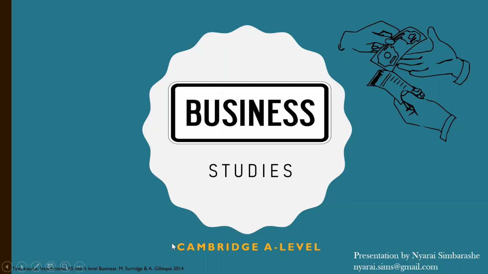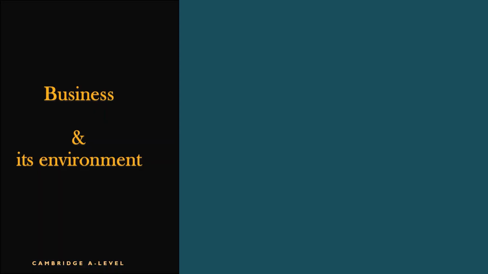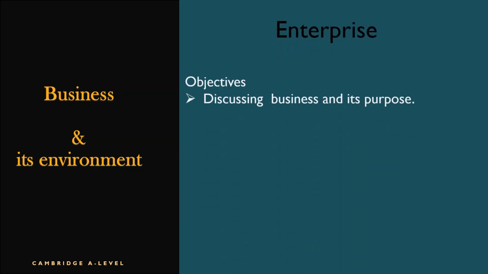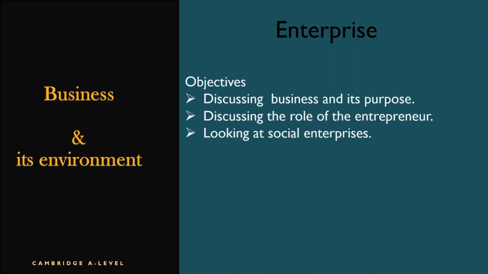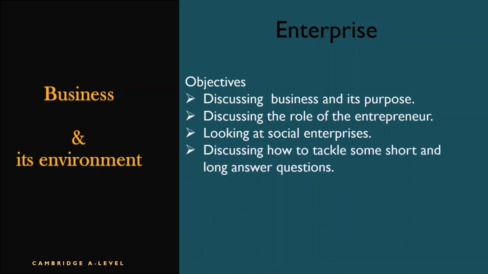Alrighty, so let's get started. The first aspect we're going to look at is business and its environment, starting off with the enterprise. We're going to go through our list of objectives, starting with discussing business and its purpose. We will look at the role of the entrepreneur. We will also look at social enterprises and possibly tackle some short and long answer questions.